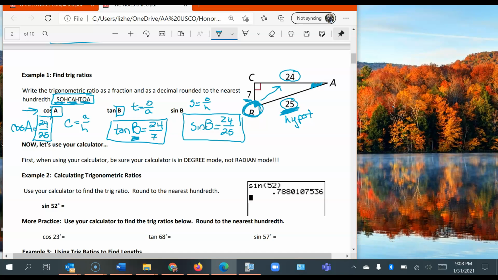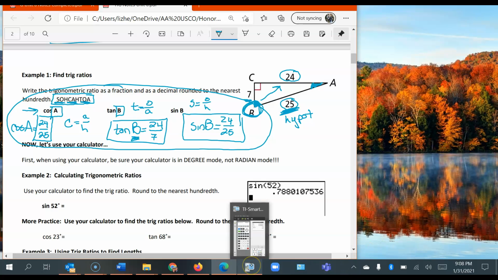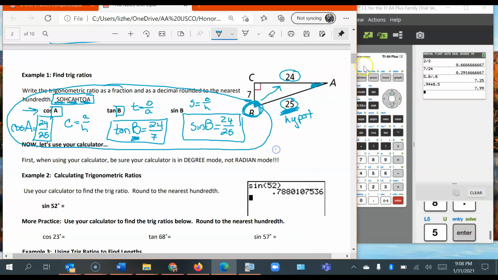Okay, now what we're going to do is use your calculator to find our trig ratios. But first of all, just notice that in the book, when it says to find the trig ratios, you're doing it like this right here, unless it specifically says to use your calculator. All right, so how do we use our calculator? Well, let me pull my calculator up.